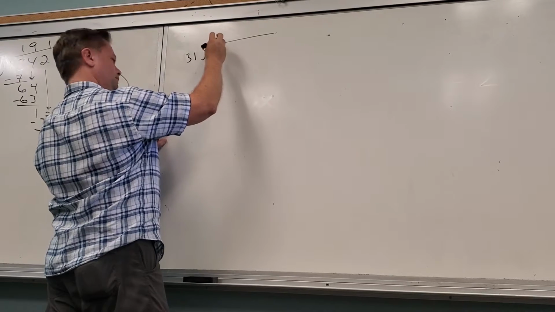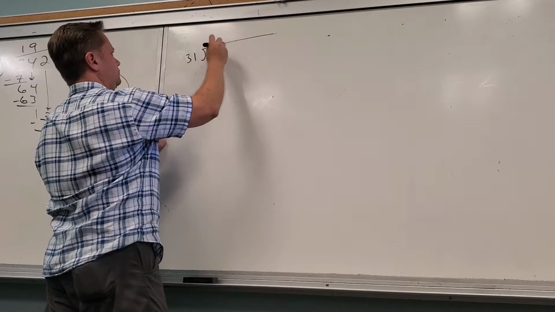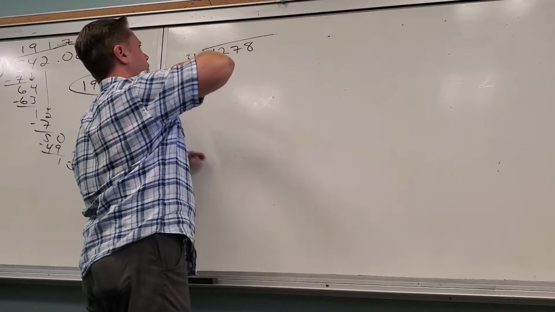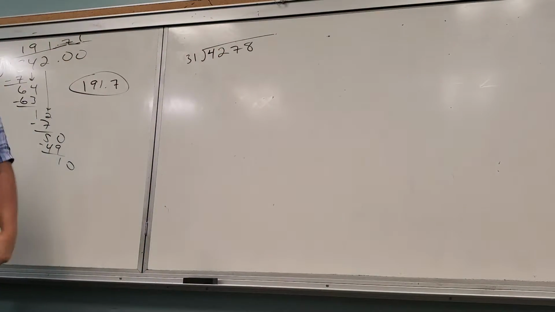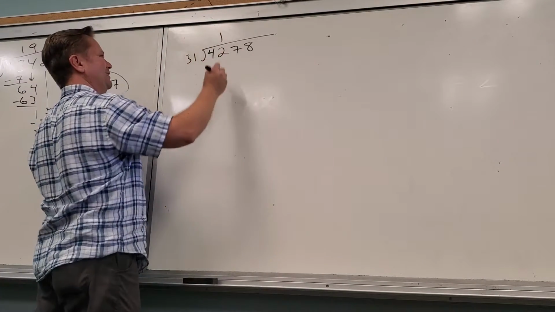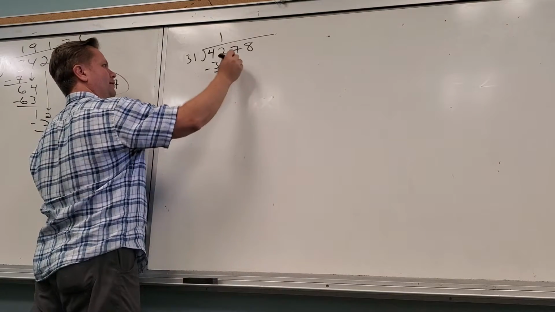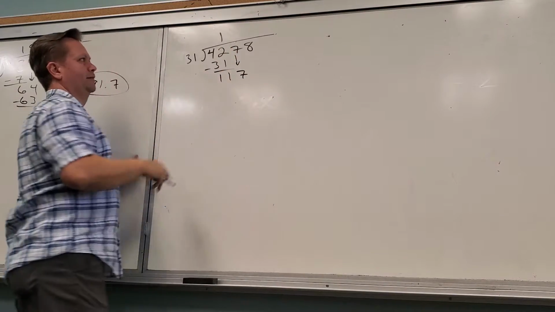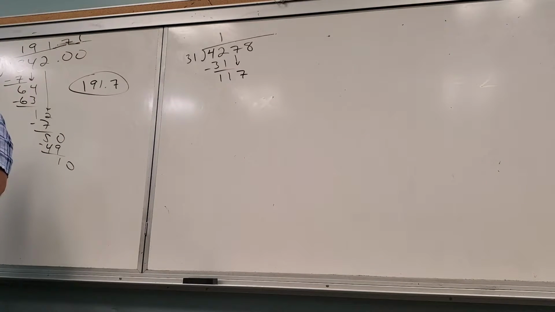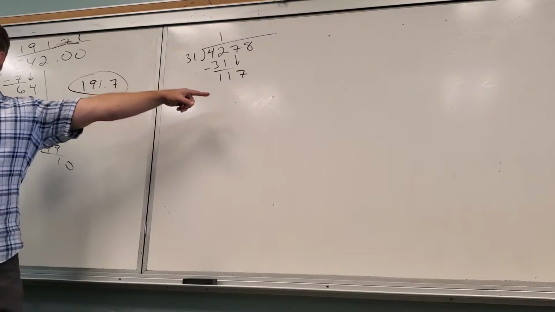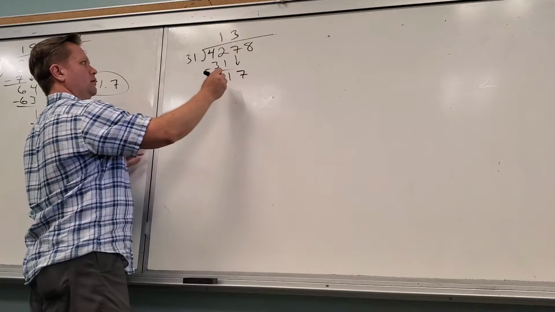What you got, Jeff? All right. Yes. 31. 11. No. 4. 3. Yeah, 3, because 4 would be more than 120, right? So it's got to be 3. Minus 93. Good.